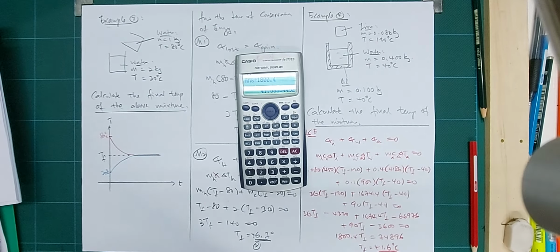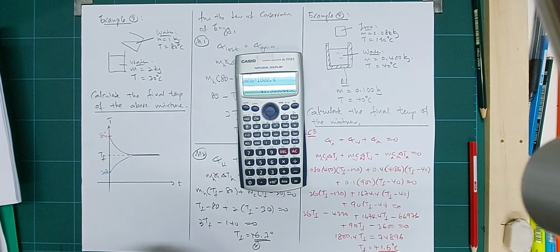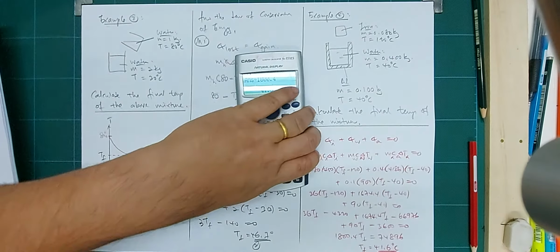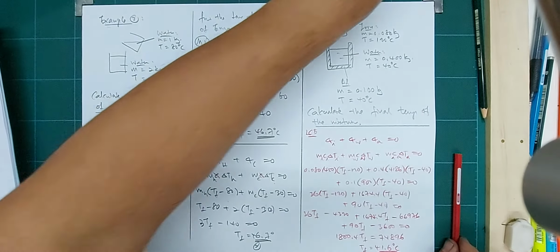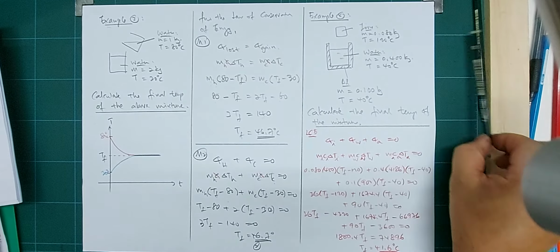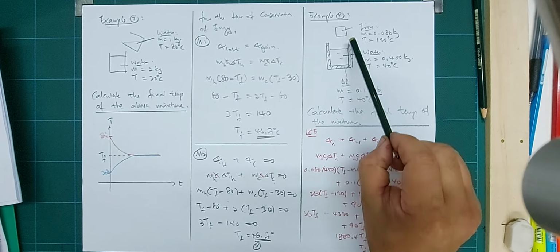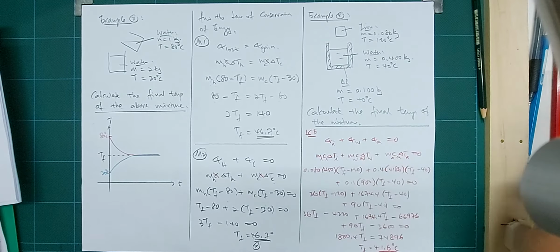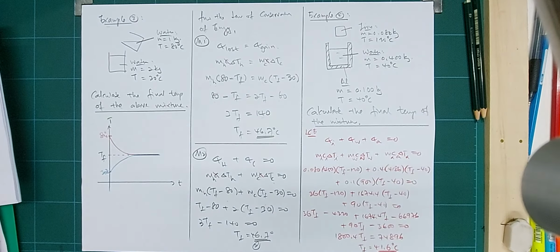Okay, so it's not much. The reason it is not much is because the size of the iron ingot is very small. So that is how we solve a problem involving three metals: the iron, the water, and the aluminum cup. So that is our example 4.